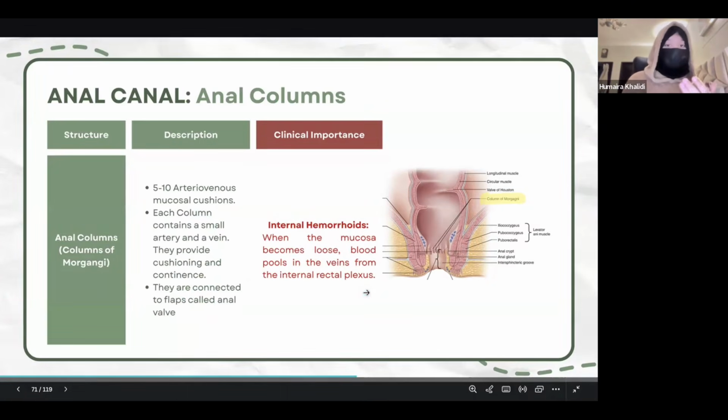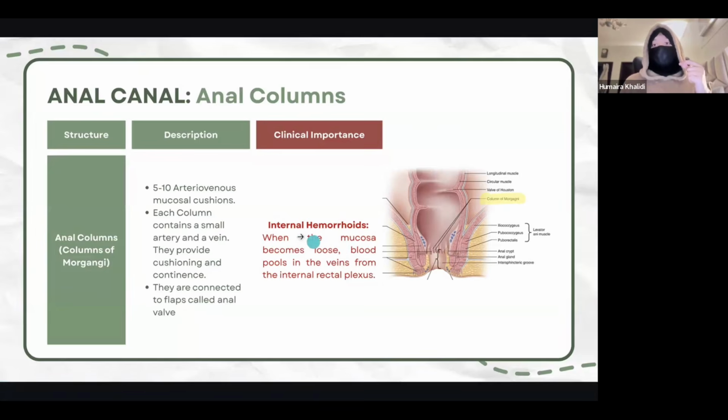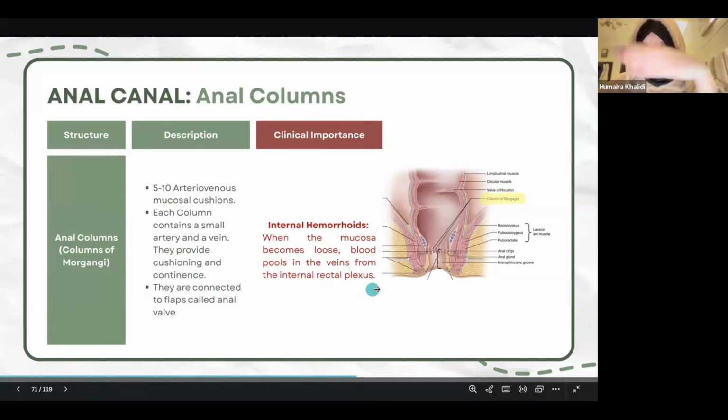But what is the clinical importance of anal columns? It's the internal hemorrhoids. We're going to go into a lot more detail in the future slides. But basically, when there's pooling of blood in the anal columns, the mucosa becomes loose, and then you're going to have hemorrhoids because that's basically dilation of veins. Okay, in simple words. Keep in mind that anal columns are the columns of Morgagni. They're 5 to 10, and each column has an artery and vein. And internal hemorrhoids take place in the anal columns of Morgagni, and the blood comes from the internal rectal plexus, which is also high yield, but it's going to come in the slides again.